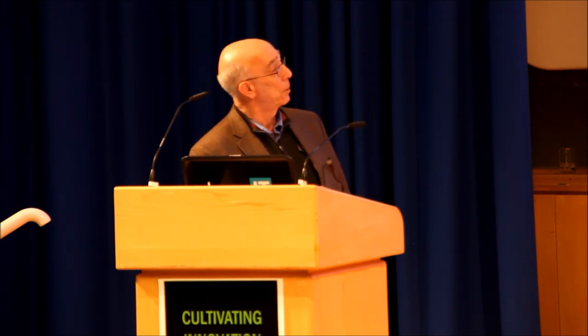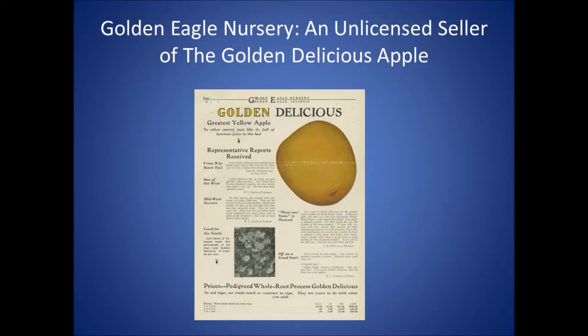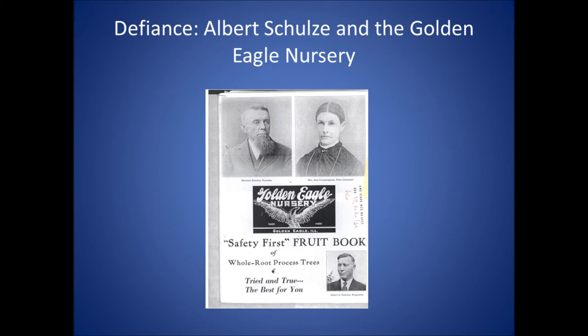In the interest of time, I'll just say briefly, right across the river was a firm called the Golden Eagle Nursery, whose proprietor was a guy named Alfred Schultz. He shamelessly sold the Golden Delicious, and when confronted by Stark, he would say, "I never signed your contract." And where'd you get it? He would say, "It's none of your business." I've seen his letters in the Stark archives. He was illiterate, but he was extremely smart and understood well what he was doing. And there he is on the upper left.